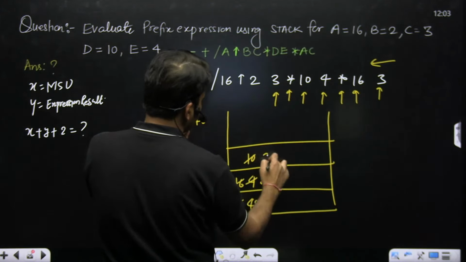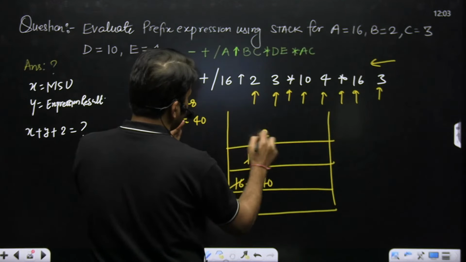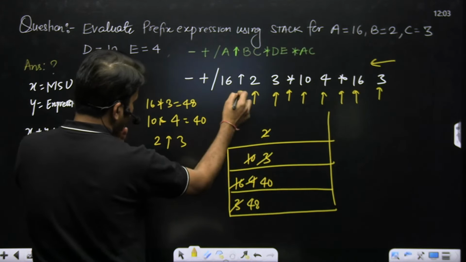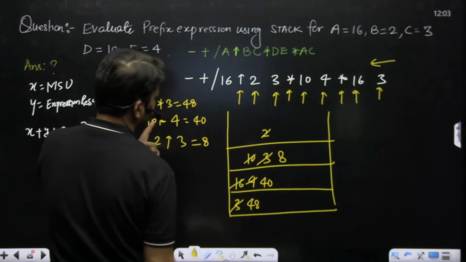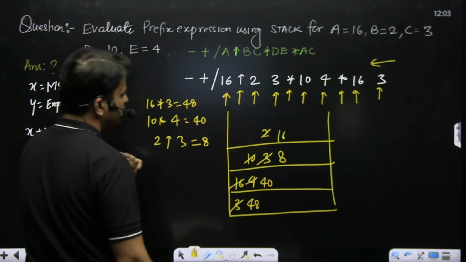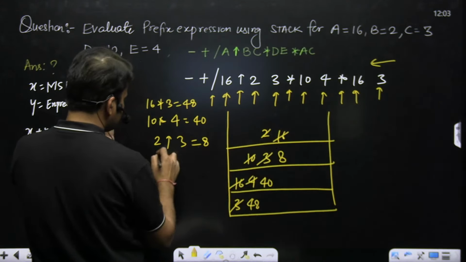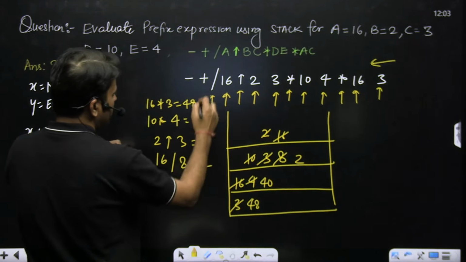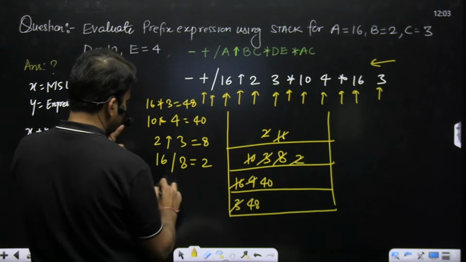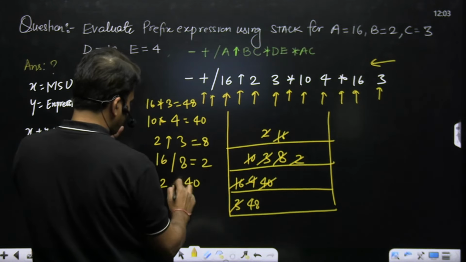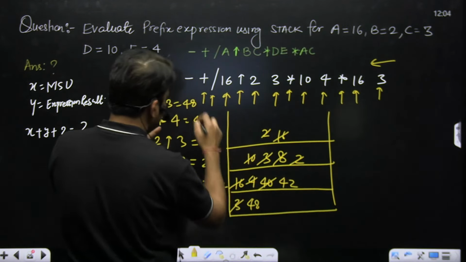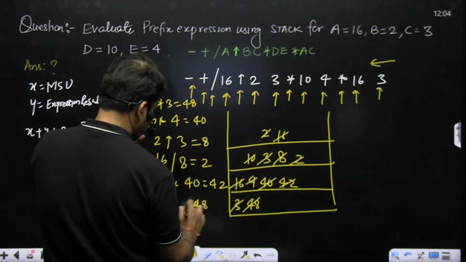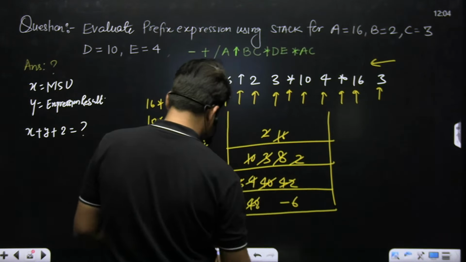After this, 3, so push 3 in the stack, and after this, 2 push in the stack. This is the power operator. First pop becomes the first operand and second pop becomes the second operand. In between this operator, 2 to the power 3 equals 8, and push 8 here. After this, 16 is an operand, push into stack. Now this is division. First pop becomes the first operand and second pop becomes the second operand. In between this operator, this is 2. Now after this, plus: first pop becomes the first operand and second pop becomes the second operand. In between this, this is 42. Now this is minus, first pop is 42 and second pop is 48. In between this operator, this is -6. So this is the -6.